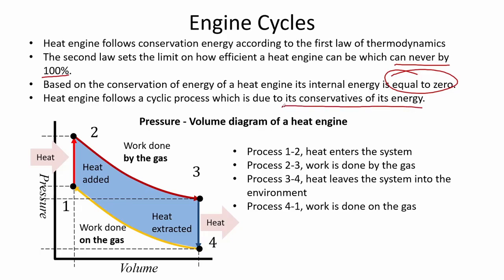Here we have a typical pressure-volume diagram of a heat engine, where it follows a cyclic process. Process 1 to 2, which is at constant volume, heat enters the system. Process 2 to 3, work is done by the gas adiabatically. Process 3 to 4, heat leaves the system into the environment, and process 4 to 1, work is done on the gas.